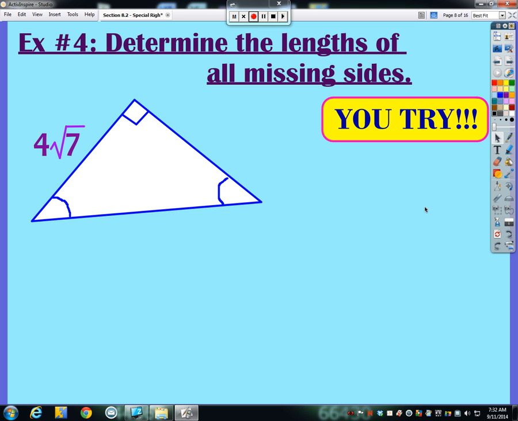Now, the last one for the 45, 45, 90, I'm going to let you guys try, and I gave you a little bit easier one that you can practice with, but figure out what the other two sides are.